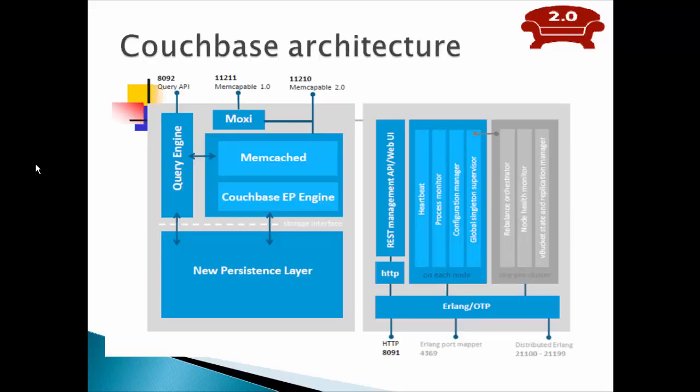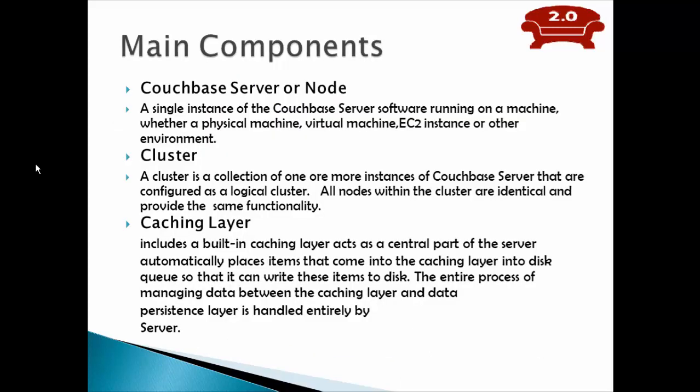So this is a high level architecture of Couchbase. You can see that it has internally memcached, and also the Couchbase EP engine. It internally works with a REST API, which is how it interacts with the databases and gives the response back whenever the query gets executed. And the main components of Couchbase we need to remember are the Couchbase server or node, which is a physical server. Cluster is a collection of one or more nodes. And the caching layer: we already know that RAM is an integrated part of your Couchbase management, which caches the data.